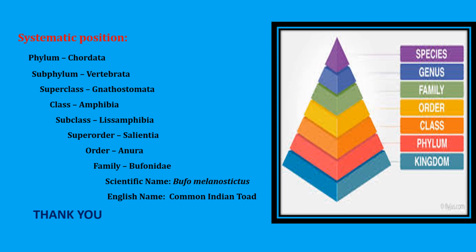So what is the systematic position of toad? Phylum Chordata, subphylum Vertebrata, superclass Gnathostomata. G is silent over here, please remember. Class Amphibia, subclass Lissamphibia, superorder Salientia, order Anura, family Bufonidae. At last, scientific name Bufo melanostictus. So the melanostictus portion of this scientific name is coming from the family Bufonidae word.